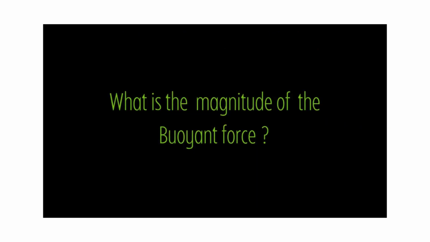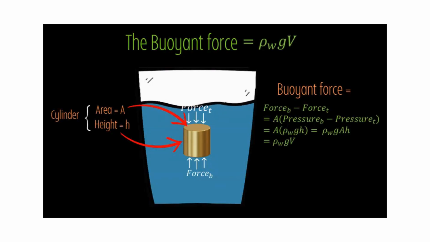How to find the magnitude of the buoyant force? The buoyant force is equal to the net upward force experienced by the object when immersed in water. As you can see in the diagram, for the sake of simplicity for calculation, we just considered a small cylindrical object.